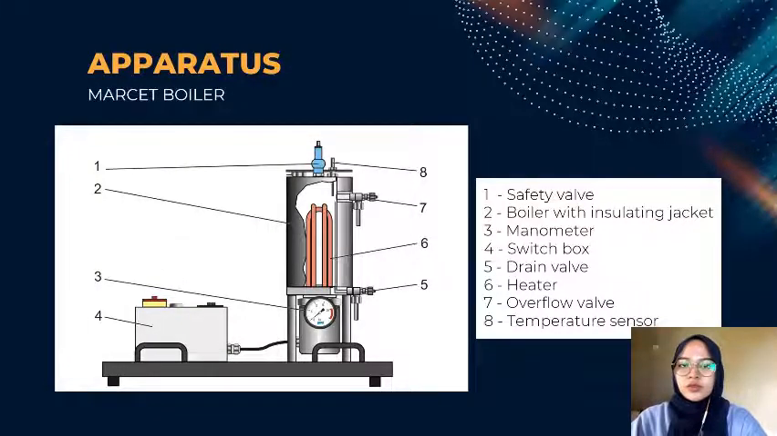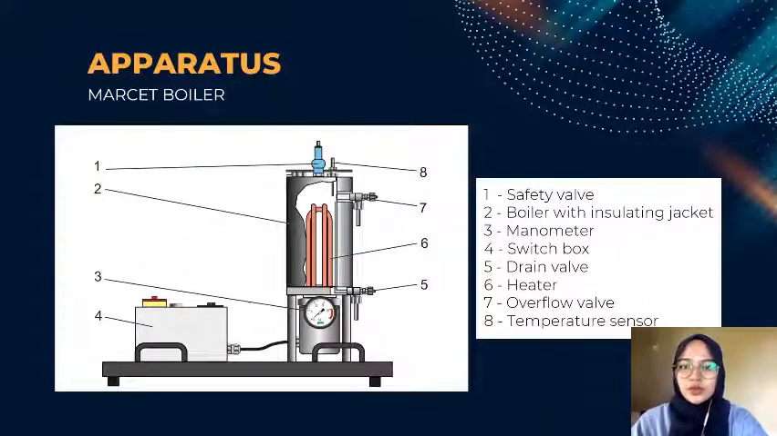We also have number 7, the overflow valve, used to release excess water, which also shows that the boiler is full. Last but not least, we have number 8, which is the temperature sensor that helps to read the temperature inside the boiler. There is another part, which is the filler plug used to fill in the water, which is placed on top of the Marcet boiler.